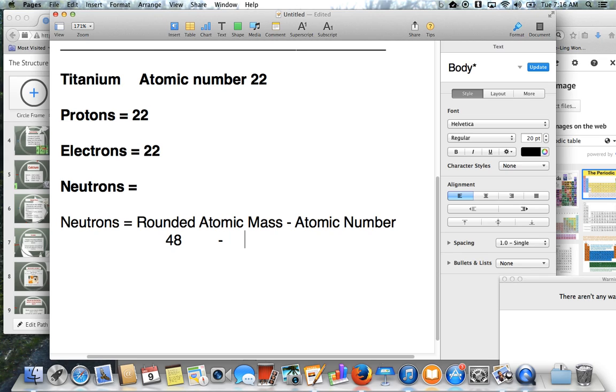We're going to subtract then the atomic number, which we already know up here is 22. So then what is our answer? If you said 26, then you are correct. The number of neutrons is 26. Very good.